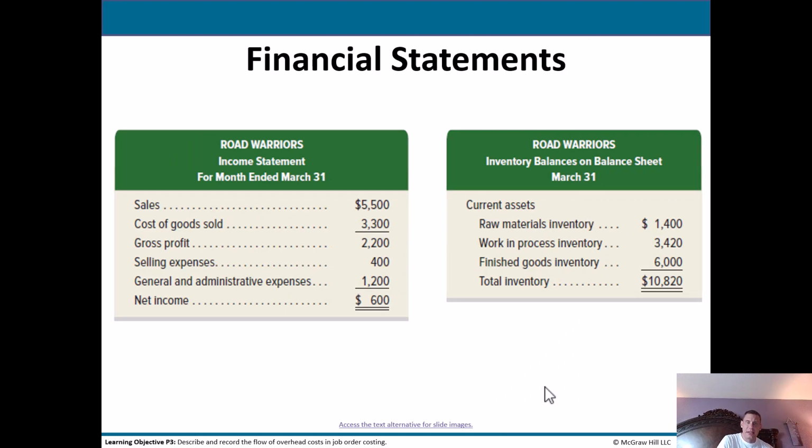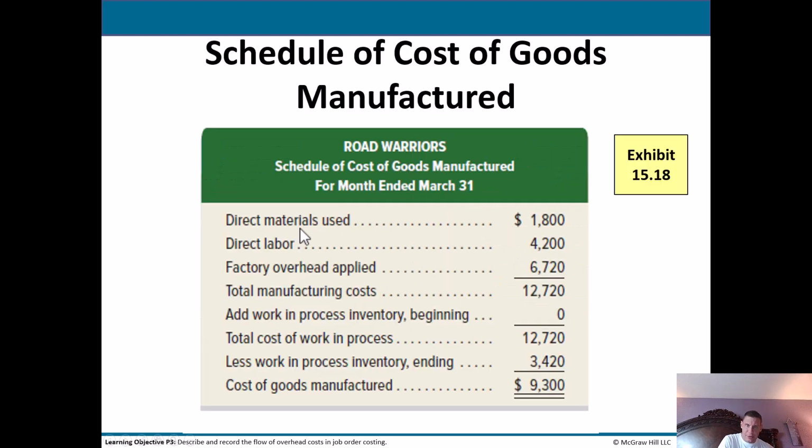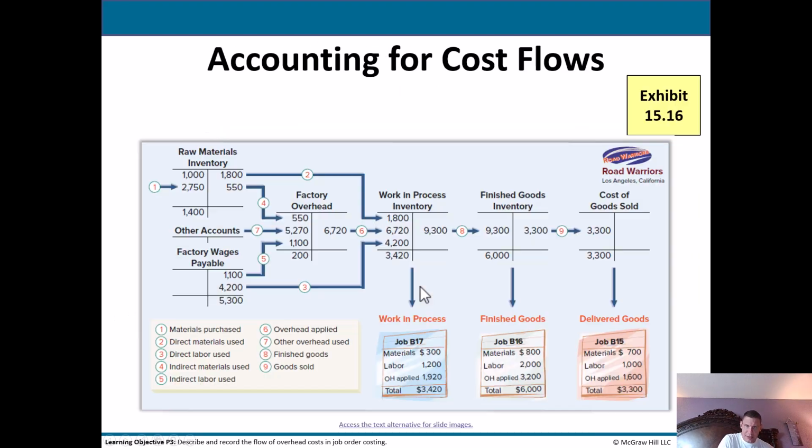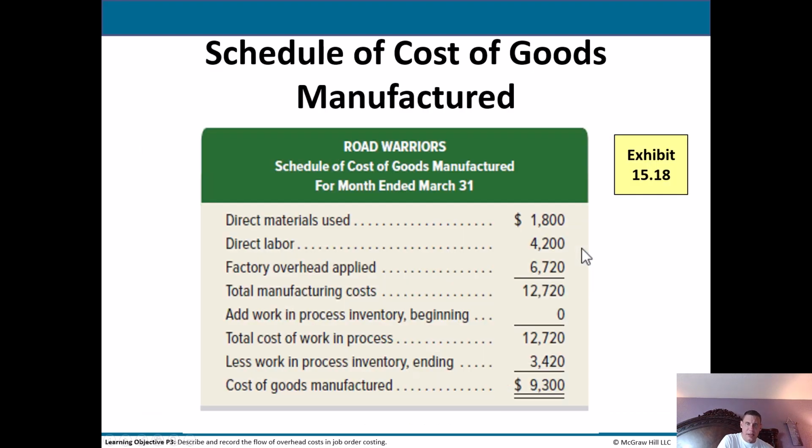All right, we're almost done. Just a little bit about the financial statements. At the end of the period, the income statement is going to show cost of goods sold, right? You can see here 3,300. If I go back real quick, you can see, let's see, there it is, 3,300. You can see where they transferred 3,300 from finished goods inventory, right, the warehouse, over to cost of goods sold.